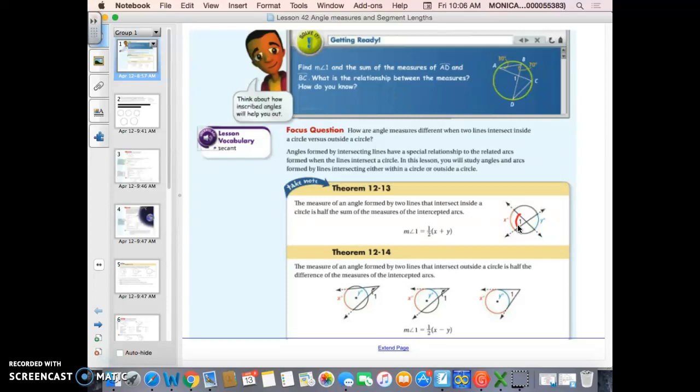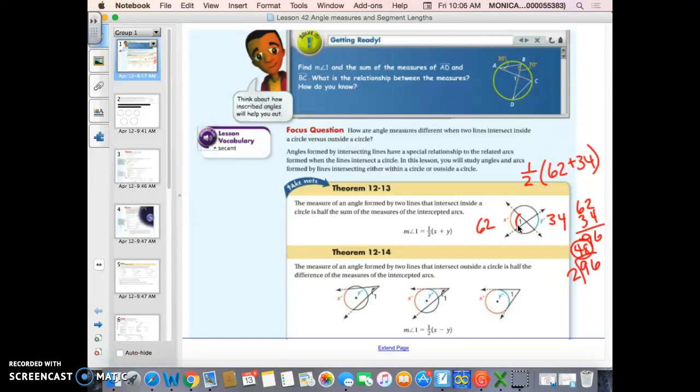So, for example, if I said that this side was 62 and this side was 34, if I wanted to find the measure of angle 1, I would take 1/2. Remember, taking half of something is the same as dividing it by 2. So I'll take 1/2 of 62 plus 34. So let's see how this works out. So 62 and 34 is 96, and 96 divided by 2 is 48. So the measure of angle 1 would be 48 in this example.